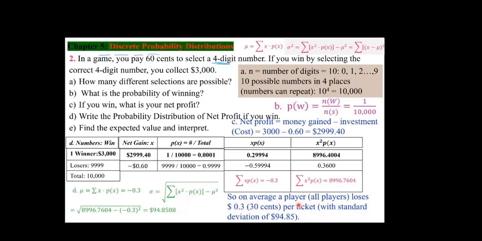For every ticket that they sell, they collect 30 cents from the people. So the company offering this is, on the average, collecting 30 cents from each player. Every ticket brings them some money. How much? 30 cents. And that's important for everybody to know.